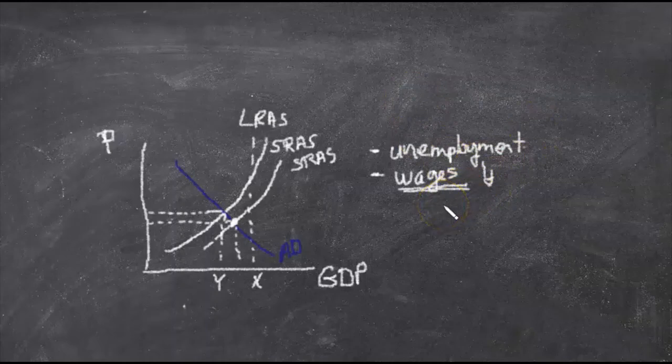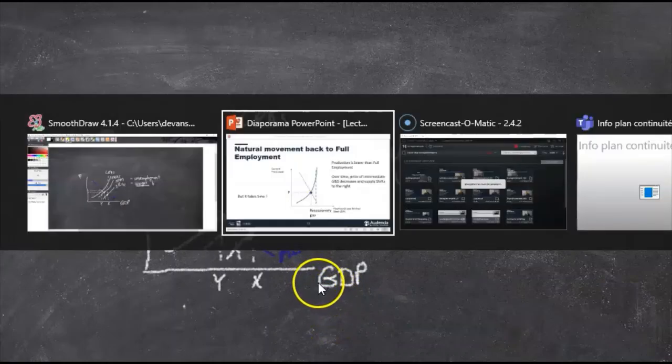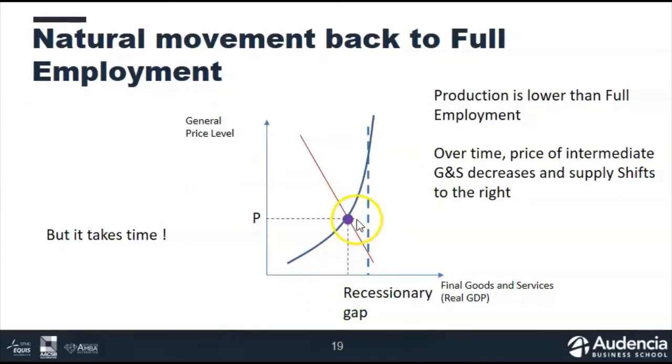You know, wages will fall, they become unstuck, they will fall, and eventually we'll get maybe to a position like here, where we get short run aggregate supply crossing aggregate demand at full employment, which is okay. Then we have no problem. Now, the challenge with that is that it takes a long time. To move the economy from this point to this point with lower and lower costs and lower wages, it's going to take a long time.